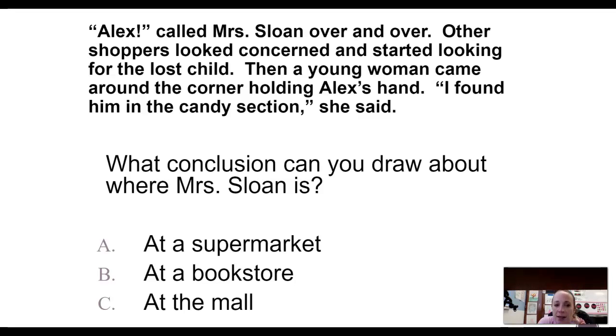All right, so the only place that would have a candy section would be choice A. You're not going to have a candy section at a bookstore, and you're probably not going to have a candy section at the mall. Plus, there's lots of stores at the mall. So a supermarket is one large store. So that's kind of how you figure that one out.